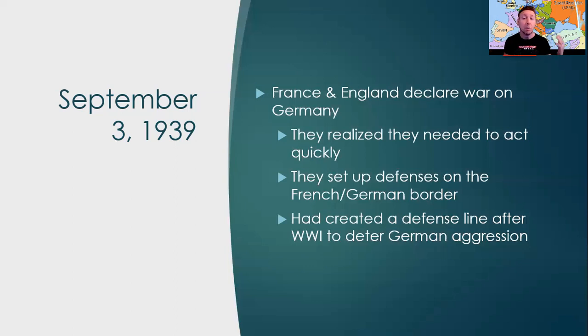The French and the British are moving troops into position on what's known as the Maginot Line, which had been created after World War I because that was supposed to deter German aggression. Now, mind you, Germany's not supposed to have an air force. They're not supposed to have a navy. Hitler has decided to basically rip up the Treaty of Versailles and say, we're going to build a huge military and no one's going to stop us. And because the League of Nations had no enforcement policy, no one stops them.